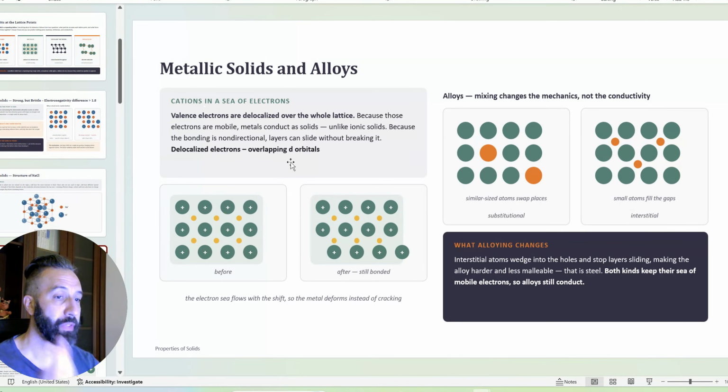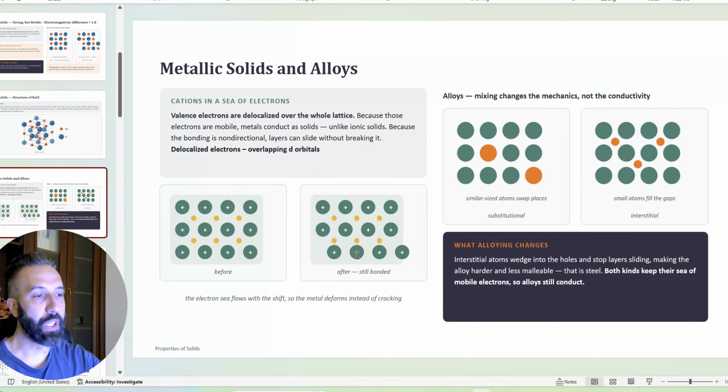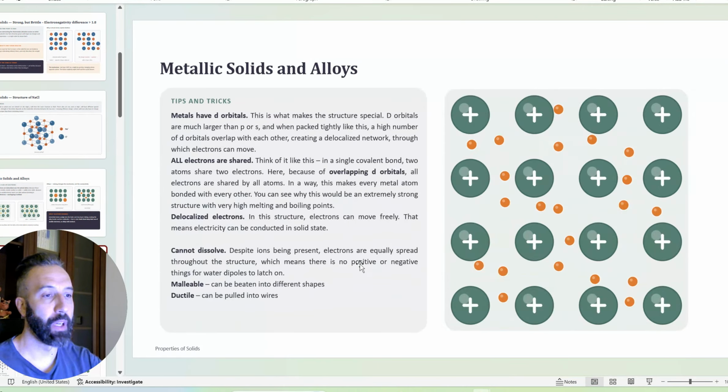I mean, we know that from everyday life, right? It has extremely high melting and boiling points. It can be malleable and ductile. Malleable means basically you can beat it into different shapes. So basically, you can slide sometimes layers over each other, right? It depends on what kind of metal we're talking about. And ductile means can be pulled into wire.